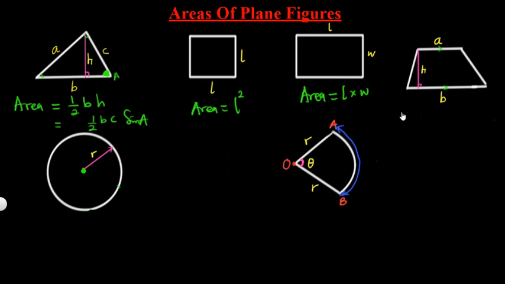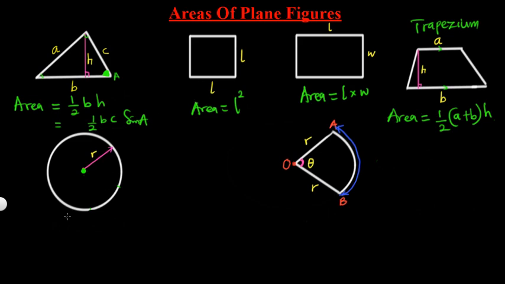Another interesting plane figure is this figure. We call that a trapezium. The two sides facing each other here are parallel to each other, and we have the perpendicular height. So the area of a trapezium is equal to half of the sum of these two sides, that is side A plus side B, multiplied by the height. That's the area of a trapezium.